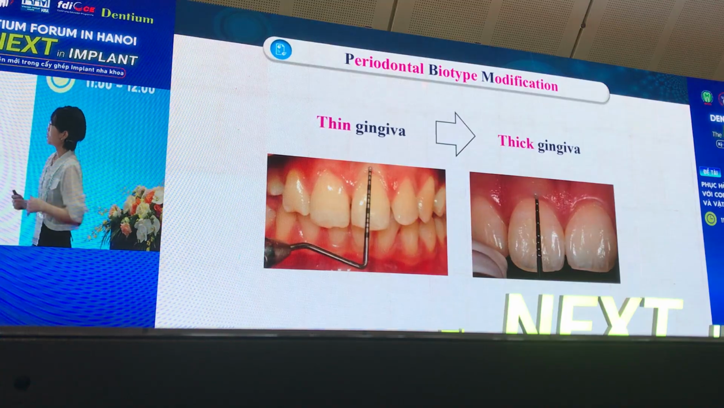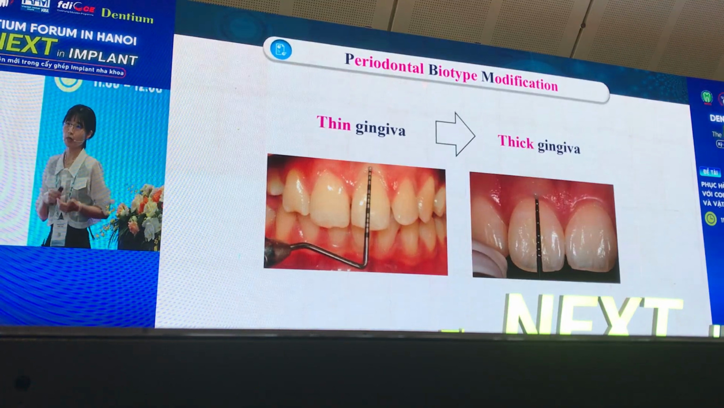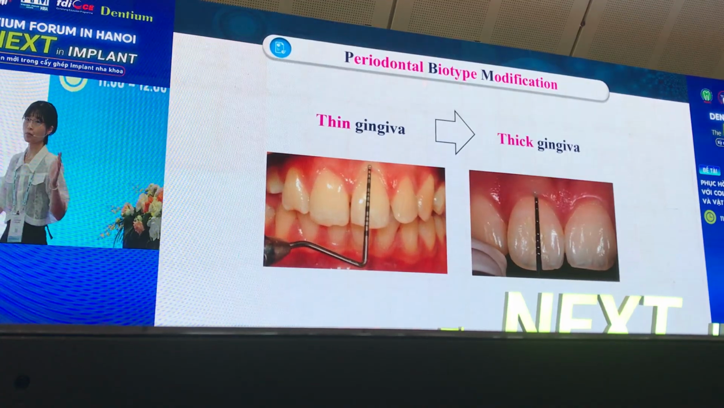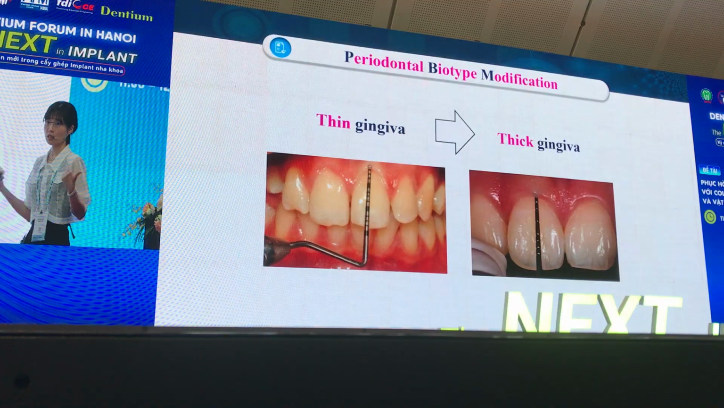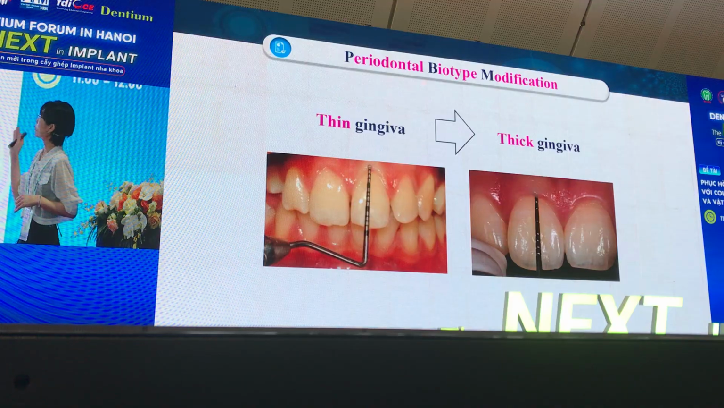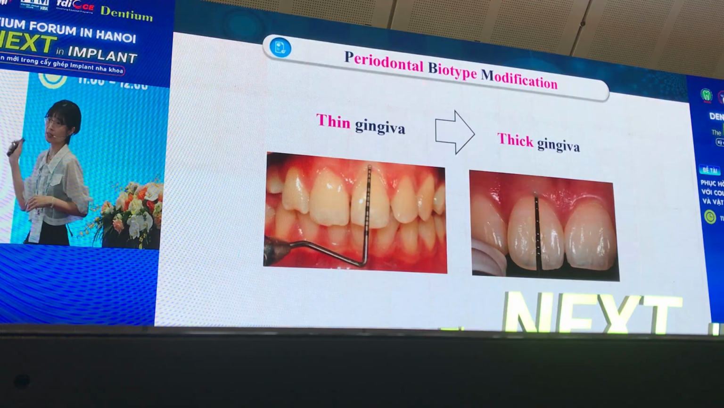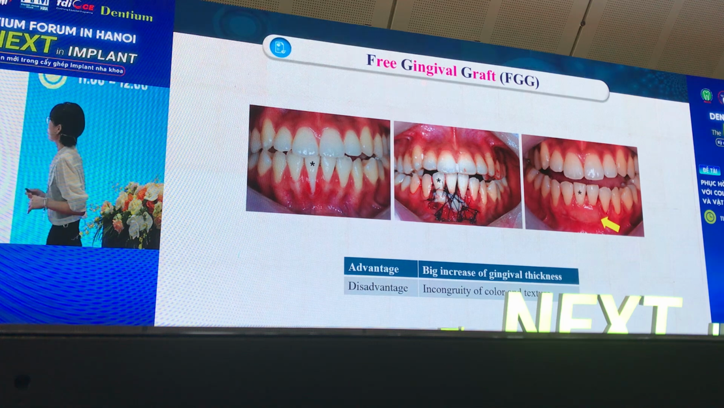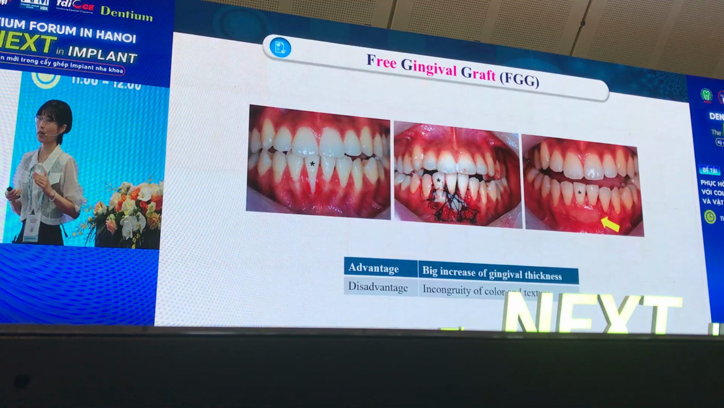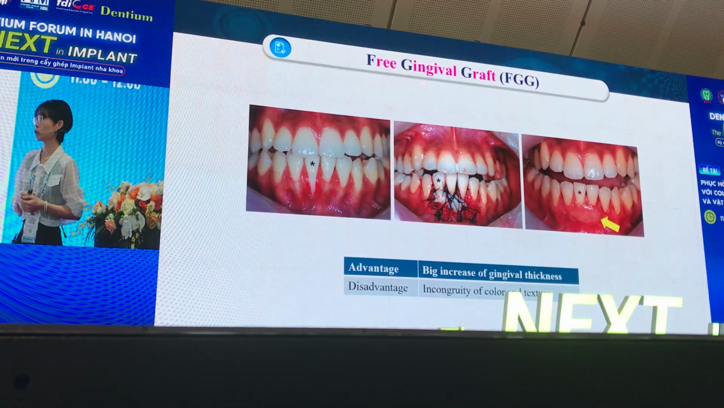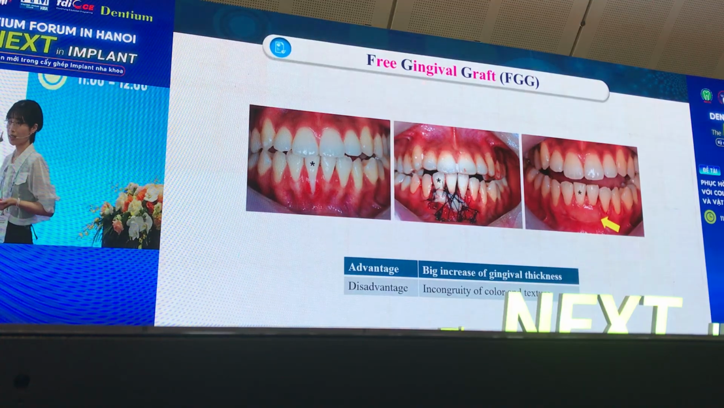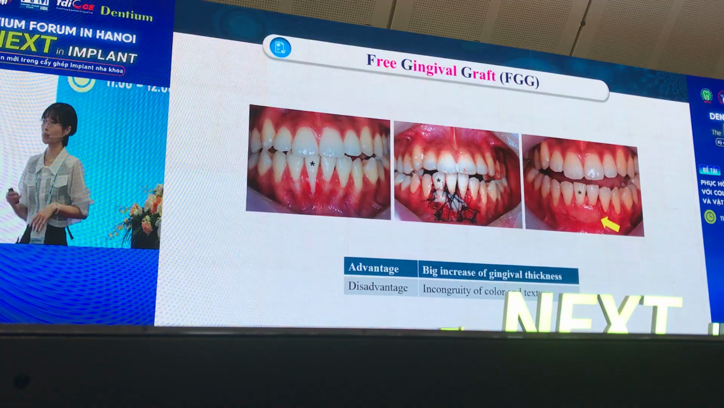So as a periodontist, I always try to change thin gingiva to thick gingiva because it is very useful and better for the aesthetic points. So this means periodontal biotype modification from thin to thick. Generally, there are two representative methods for the PBM. The one is free gingival graft, FGG, and the second is the connective tissue graft, CTG.